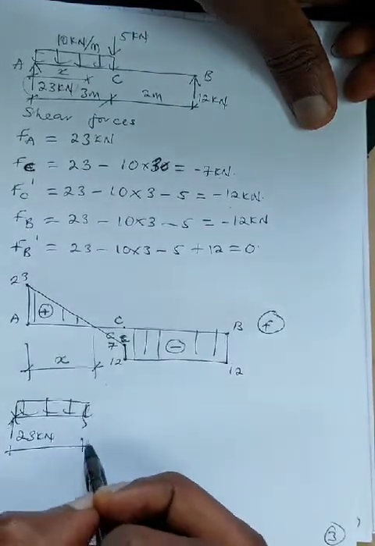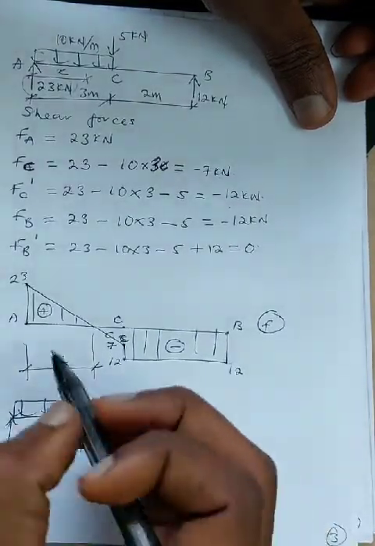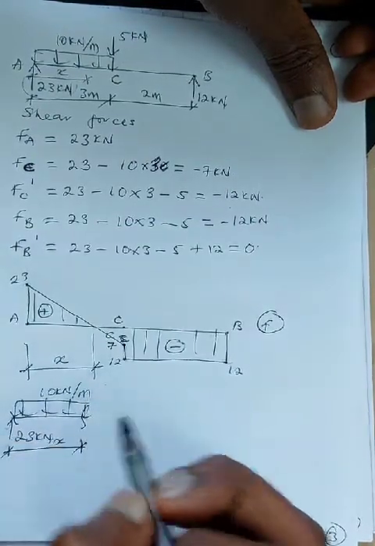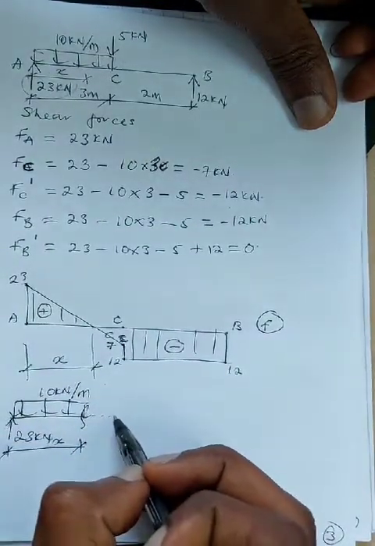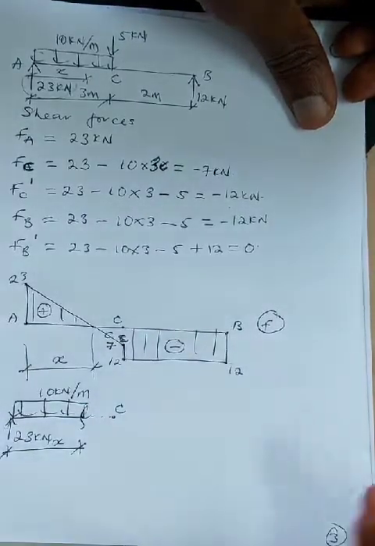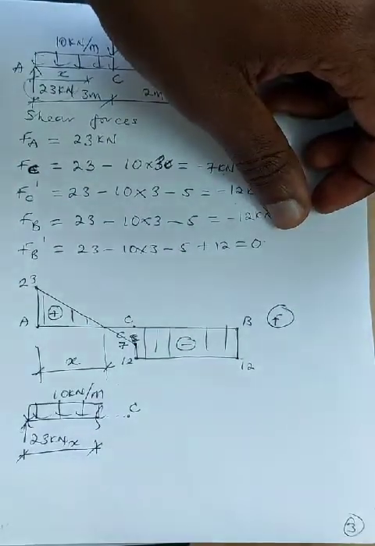We're saying that the distance is x, and this UDL is 10 kilonewton per meter, and point C would have been somewhere here. Okay, it's not of interest to us. So our interest is to know the value of x.